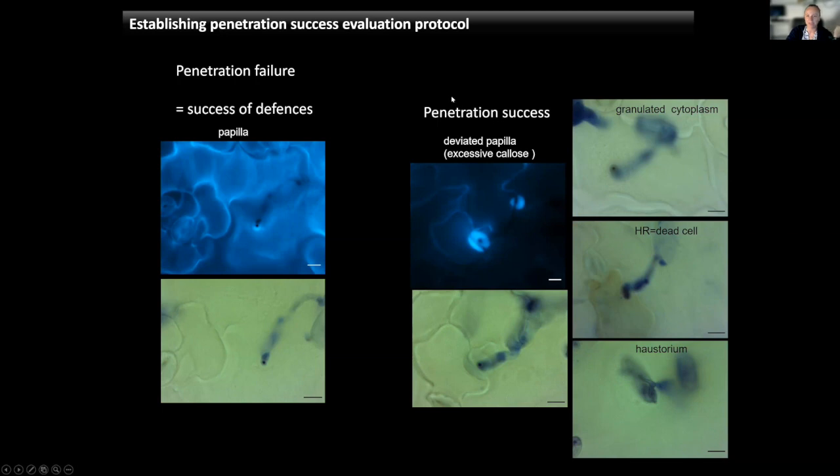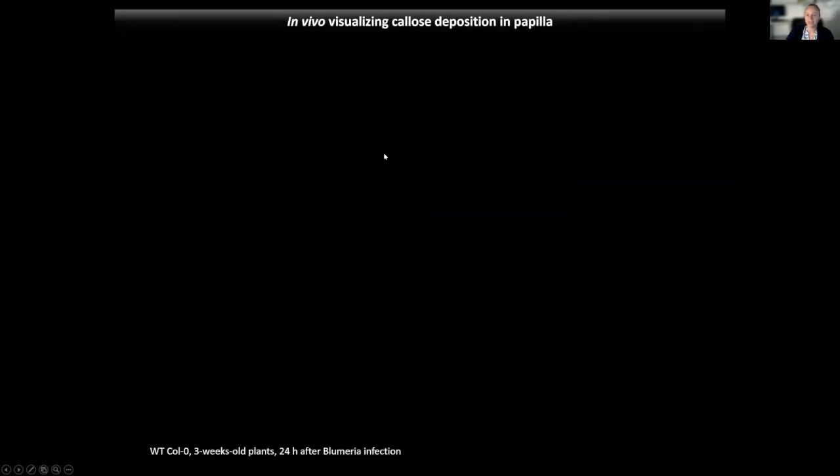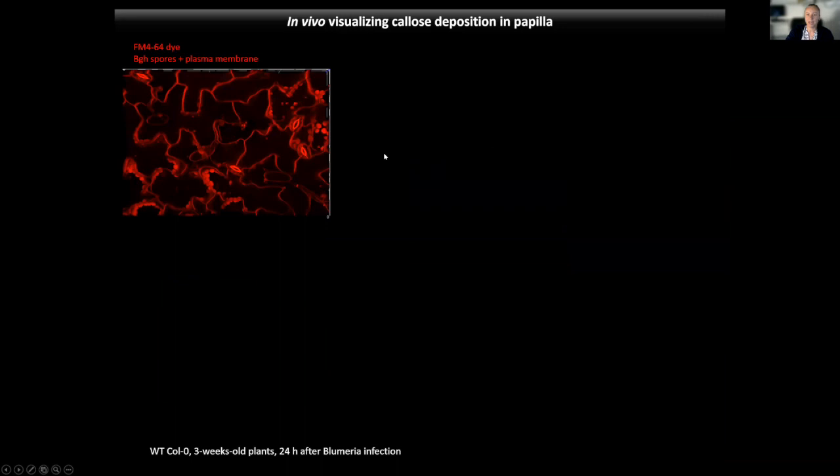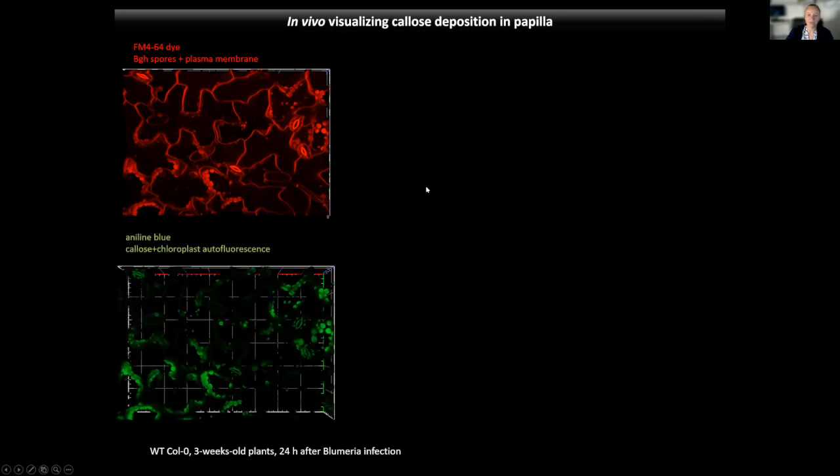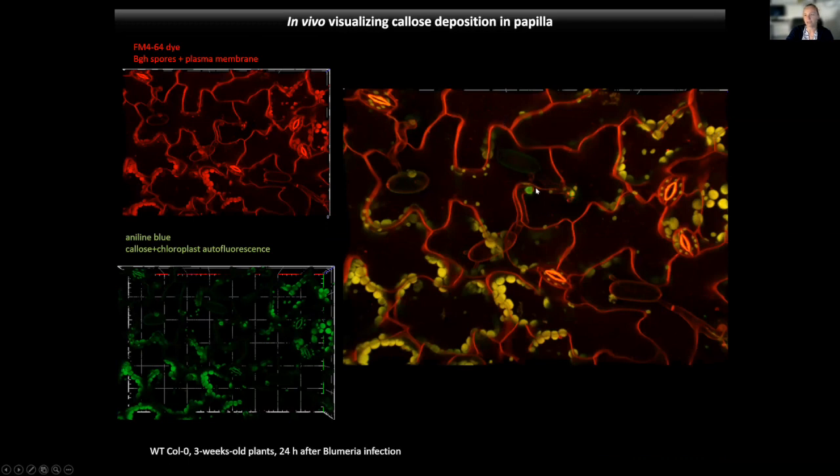So we are still back to the situation where we have to categorize responses, and it is only done by humans observing many papillae under the microscope, putting them into categories, counting numbers and measuring probabilities. But what we are doing next is studying the successful case of interaction, the papilla, and looking into it a little bit deeper. To do so, we apply several dyes. For example, FM4-64 stains the plasma membrane nicely, but also the spores. If we overlap it with aniline blue staining, then we can focus on the callose deposition exactly at the places of penetration, and then analyze the shape of the papilla, the intensity, and the speed of how it forms after the infection.